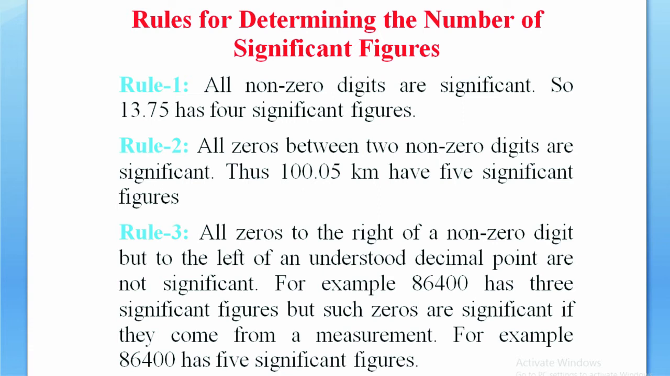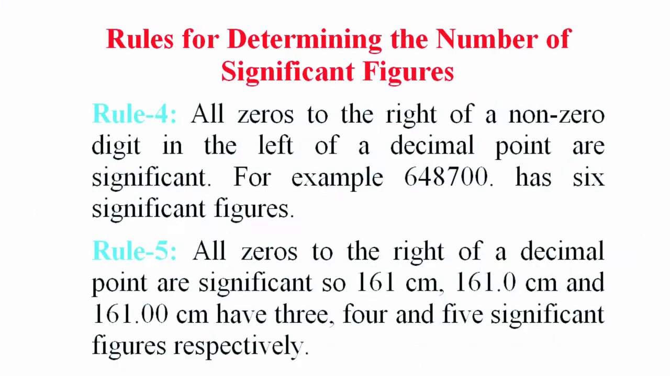Third point, all zeros to the right of a non-zero digit but to the left of an understood decimal point are not significant. For example, 86400 has three significant figures, but such zeros are significant if they come from a measurement. For example, 86400 has five significant figures.